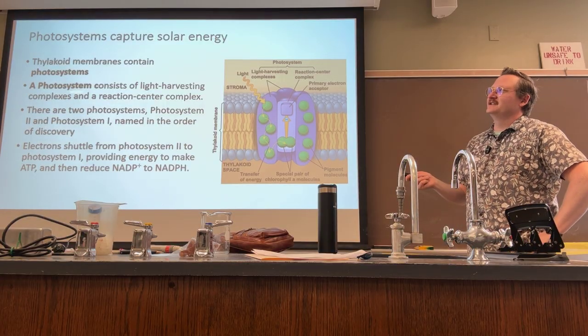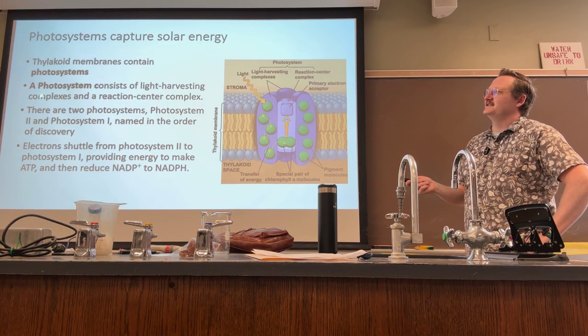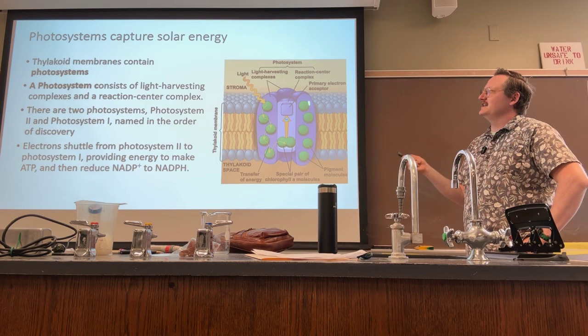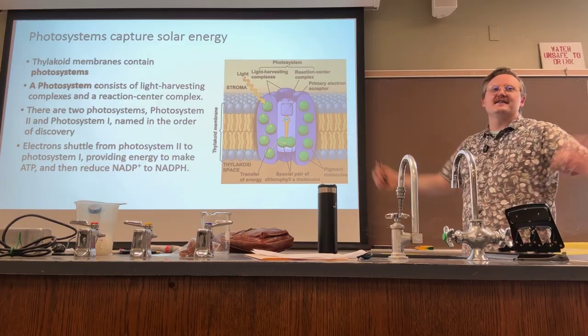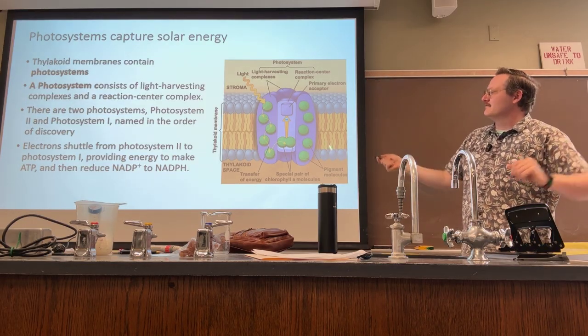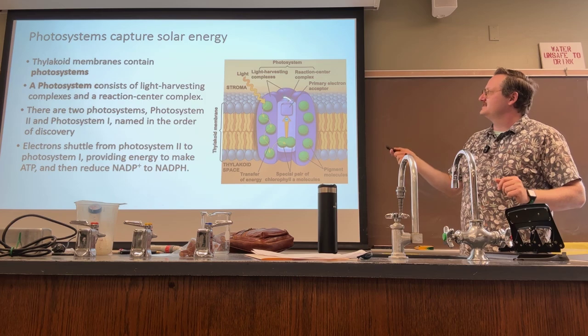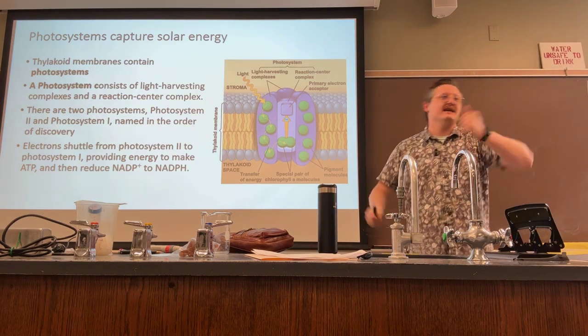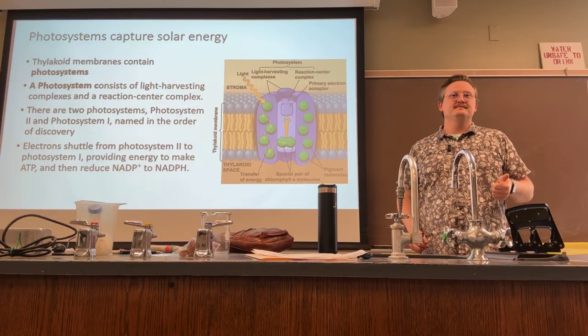A photosystem consists of light harvesting complexes and a reaction center complex. Light harvesting complexes are like the dishes of the satellite, sort of. And then the reaction center complex is involved entirely in kicking up a high energy electron. Okay?